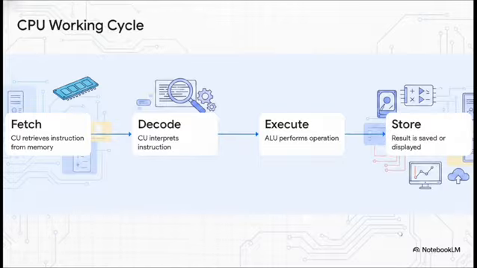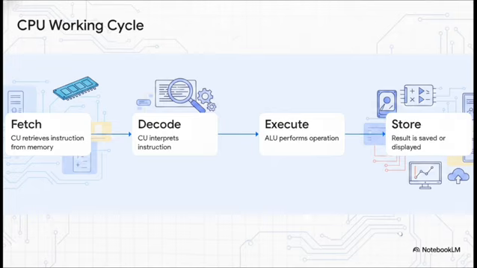Step 1 is the fetch. The control unit reaches out to the computer's memory and grabs the next instruction. Step 2 is decode. The control unit interprets that instruction to figure out exactly what needs to be done. Step 3 is execute. The manager hands it off to our worker, the arithmetic logic unit, and the ALU actually performs that mathematical or logical operation.